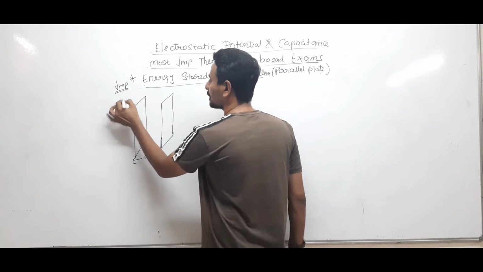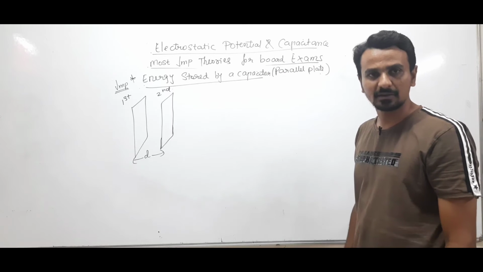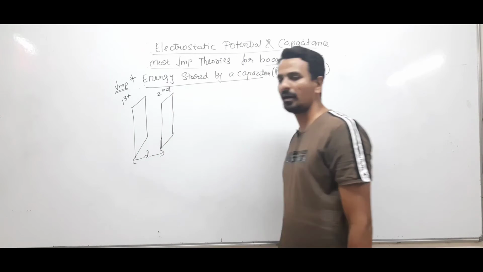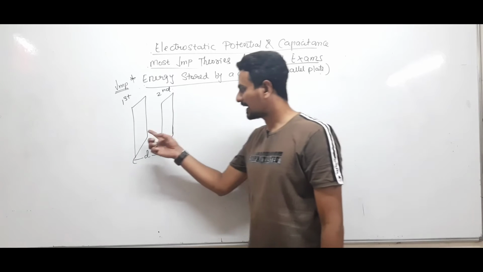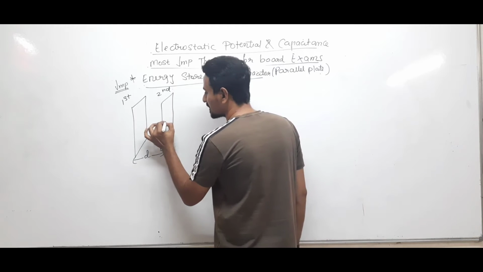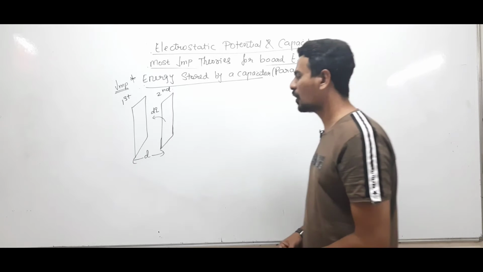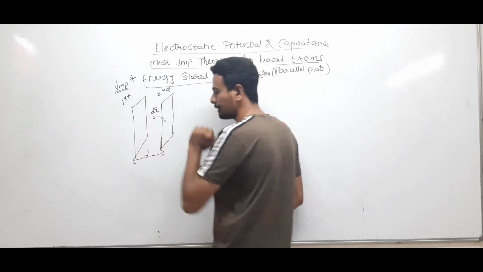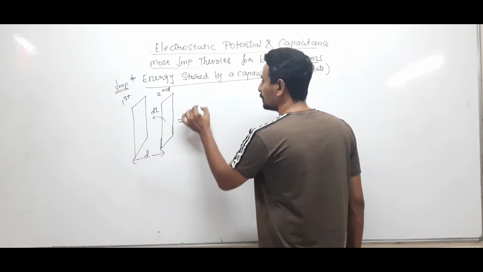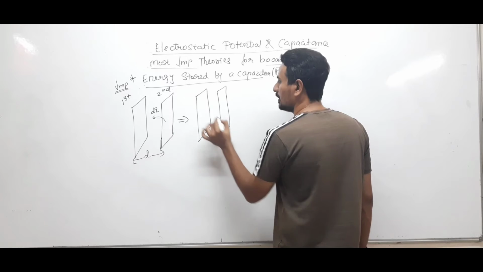Say first plate, second plate, right? They are initially neutral plates. That means there are no charges on the face of either of the plates. They are having equal number of plus, equal number of minus. Suppose I am transferring a charge, a very small charge dq. I am transferring a very small positive charge dq from second plate to first plate.